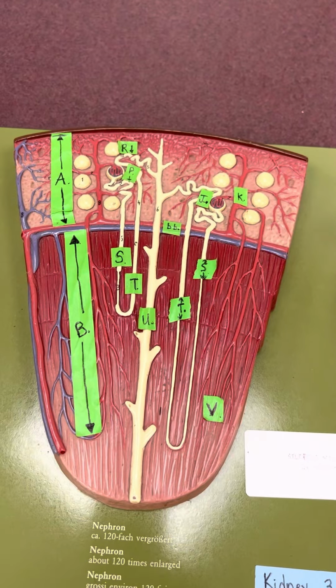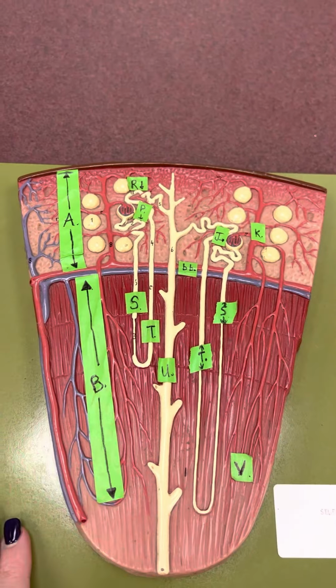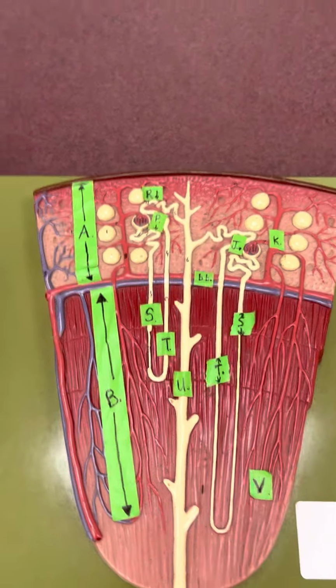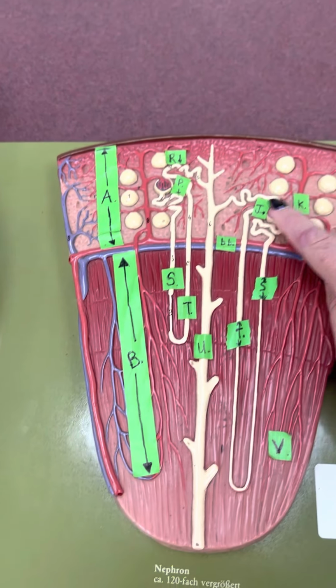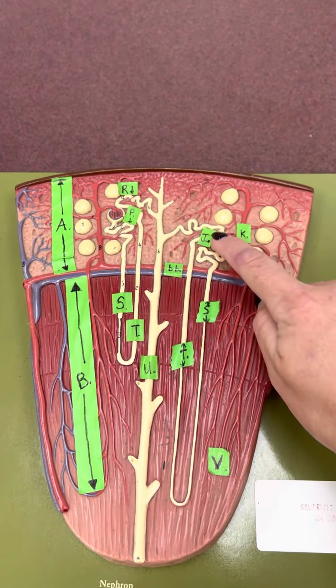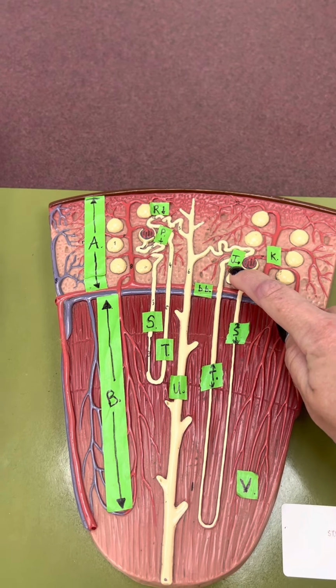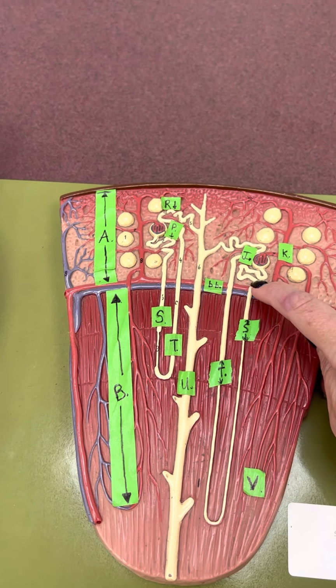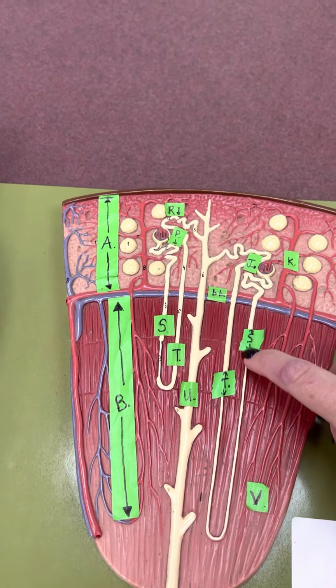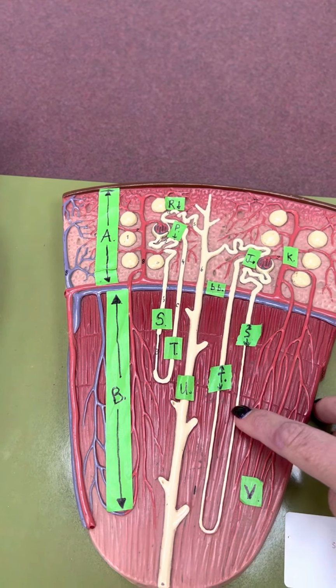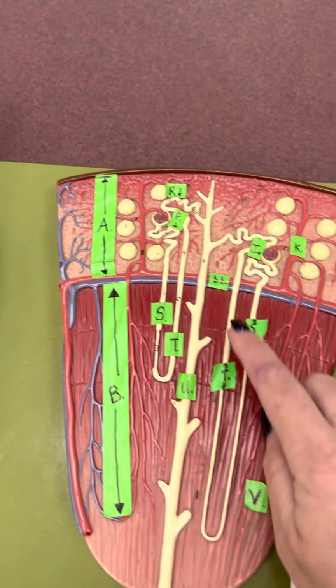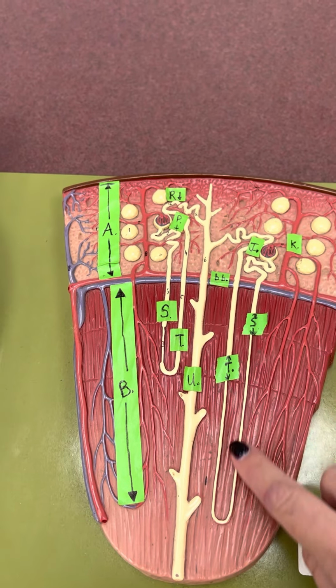Now, don't get all hung up on the left and right here. What you have to do when you're looking at these is find the glomerulus and take your finger and actually follow this. So this isn't labeled, but this would be the proximal convoluted tubule. And then we go down. This is the descending loop of Henle. So notice, it's not always on the left or the right. You have to actually follow it. So this is a descending loop of Henle.